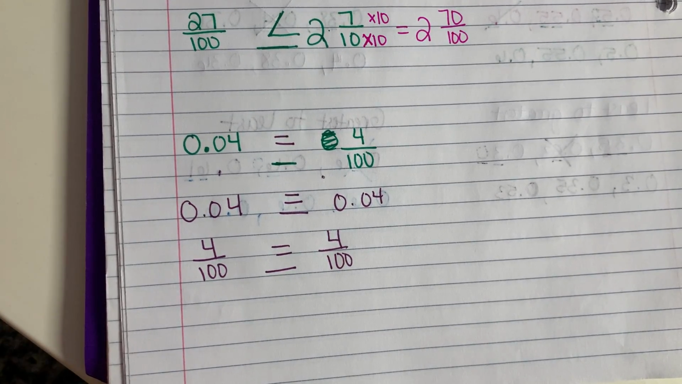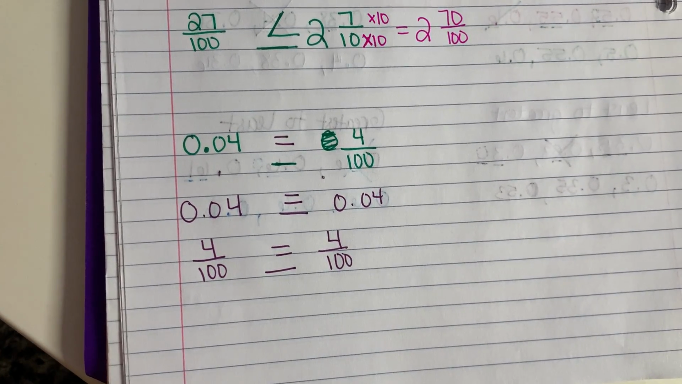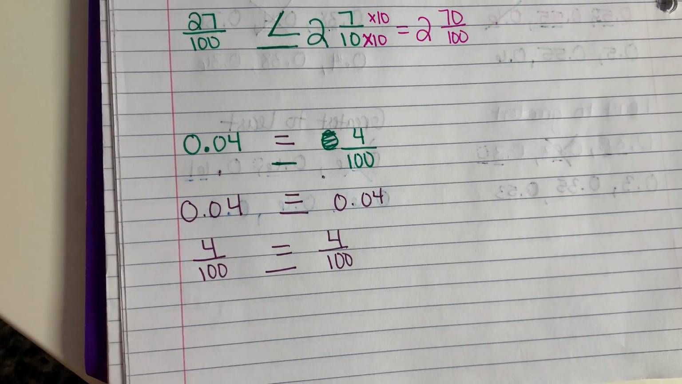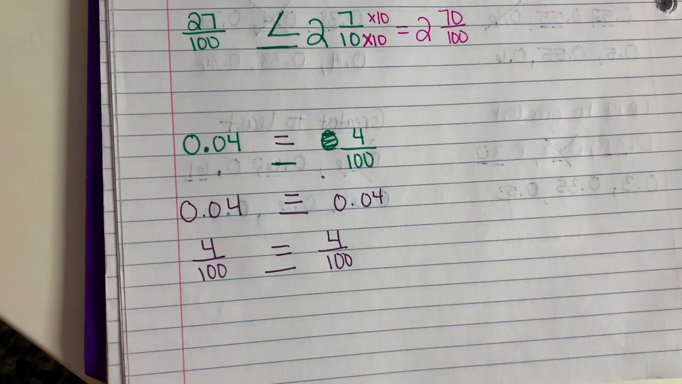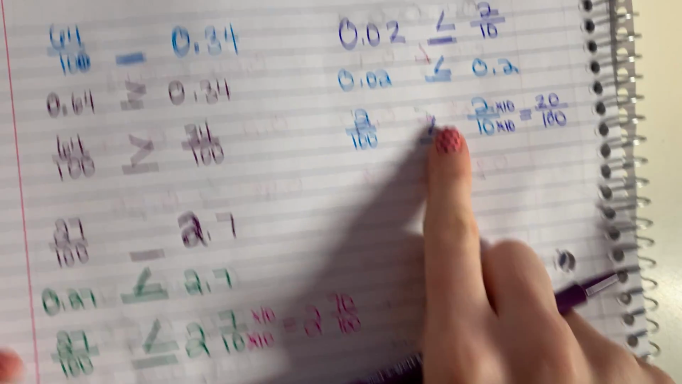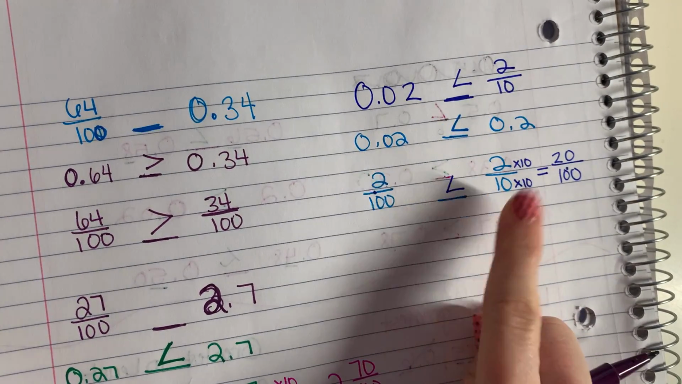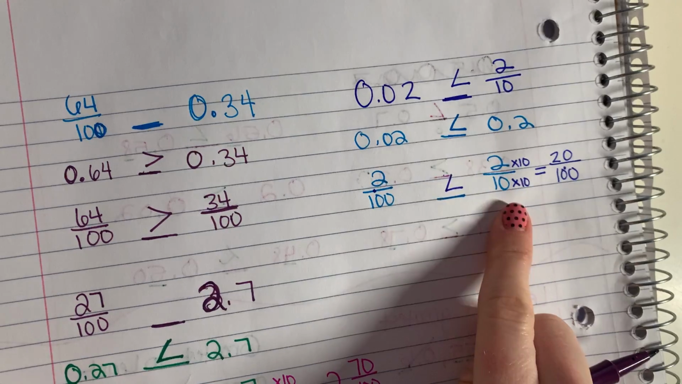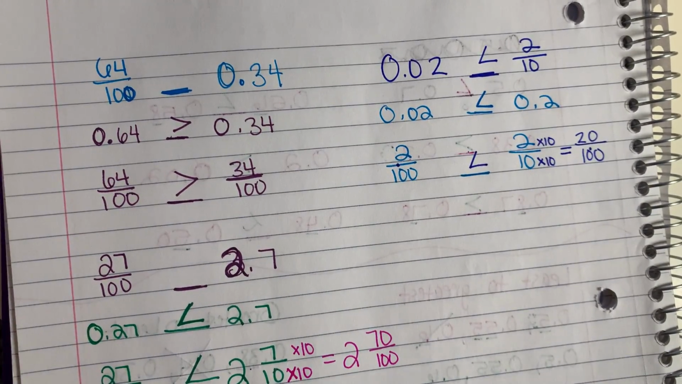So please remember all of the things that you can do to make it easy to compare fractions and decimals. Make them the same. So make them all fractions or make them all decimals. And if you do use fractions, make sure that you pay attention to denominators. Okay? You have to make sure they have the same denominator to make it easy to compare.